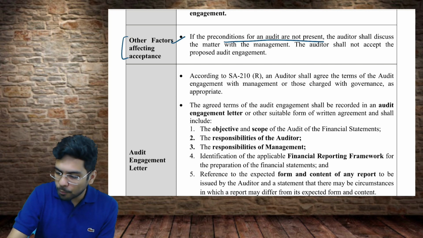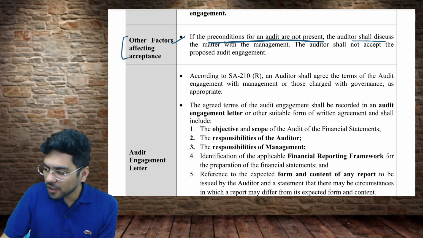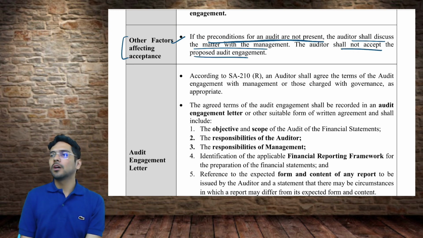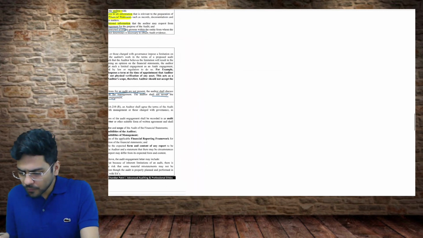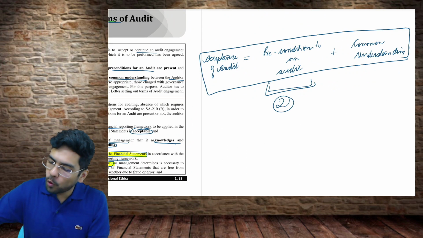The answer is no. So the point says, if the preconditions for an audit are not present, the auditor shall discuss the matter with the management and the auditor shall not accept the proposed audit engagement. Are you all okay with this? Now, I told you, guys, for you to accept the audit, what is the second condition? That there has to be what?